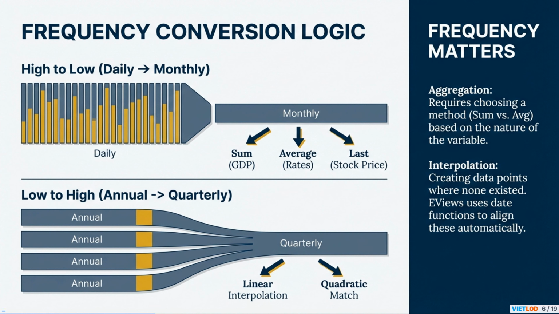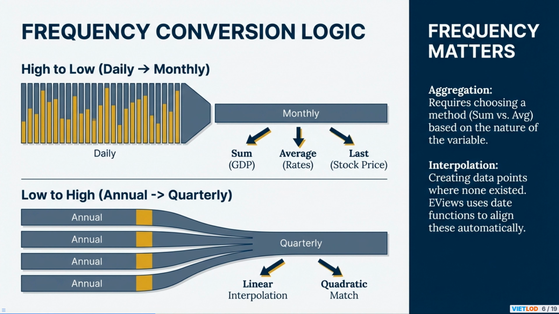This slide illustrates the critical concept of frequency conversion in time series analysis, emphasizing why careful consideration of the method is essential. When converting data from a high to a low frequency, such as daily data to monthly data, we are performing aggregation. The choice of aggregation method depends on the nature of the variable. For instance, for a flow variable like GDP, you would typically sum the daily values to get a monthly total. For rate variables, like interest rates, an average is usually appropriate. And for stock prices, you might take the last value of the period.